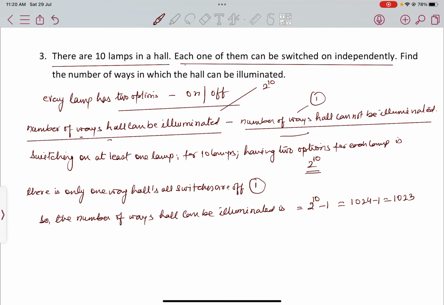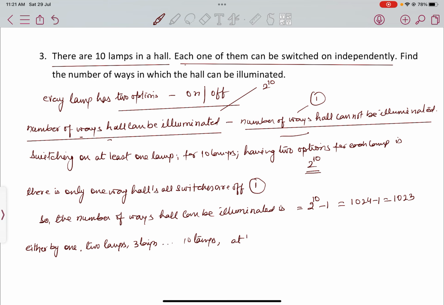So the number of ways in which the hole can be eliminated is the number of ways hole can be eliminated minus the number of ways hole cannot be eliminated. It must be noticed, because every hole can be eliminated either by one lamp, two lamps, three lamps, or switching all the 10 lamps.